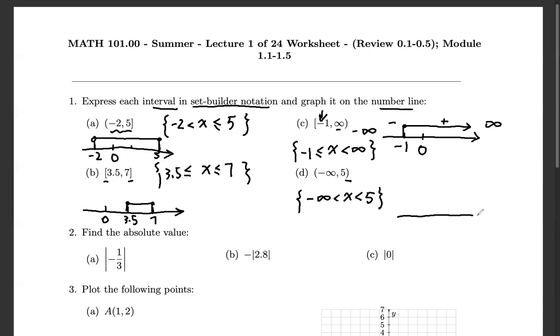Let's see D. D, let's see, 0 is here, 5 is here, not including 5, so make an open circle. So from negative infinity up to 5. So make an arrow to the left-hand side, right? Because negative infinity is on the left-hand side. Okay, that's the first one.